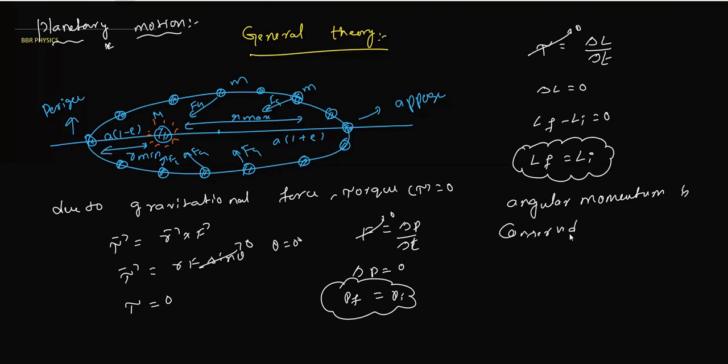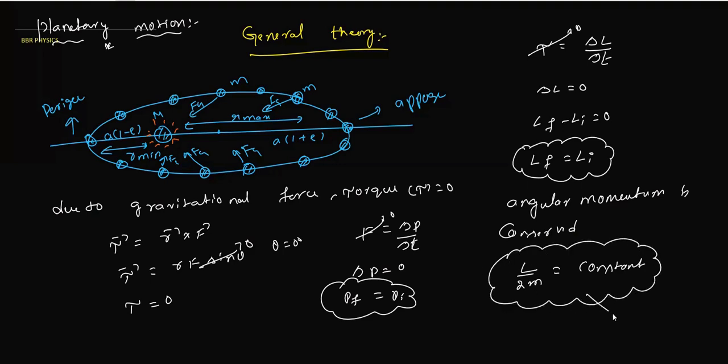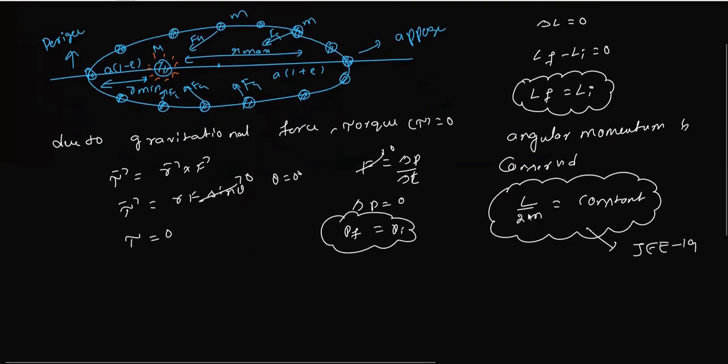What is the magnitude of the angular momentum here? L by 2m equals constant. This is the value we have to remember. We need not prove all these things. They will ask only this for JEE, and in JEE 2019 they asked a direct question, a 4-mark question. Under planetary motion angular momentum is conserved. L by 2m should be constant, which means L should be constant, so L final equals L initial.